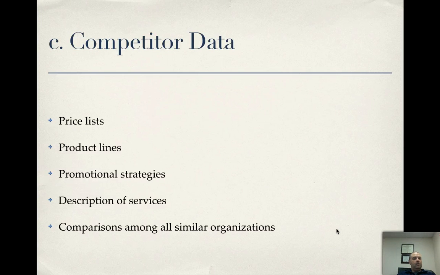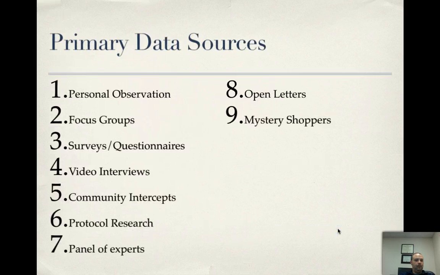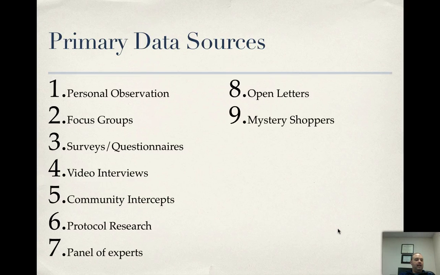As far as competitors, you want to know their prices, their products, what they're doing for promotions, what kind of services they offer, and any comparisons among similar organizations. Here are some data sources where you can get this primary data: observations, focus groups, surveys, videos, panels, open letters, and mystery shoppers. All these give you this kind of data about consumers.